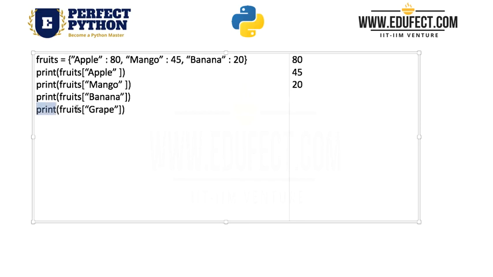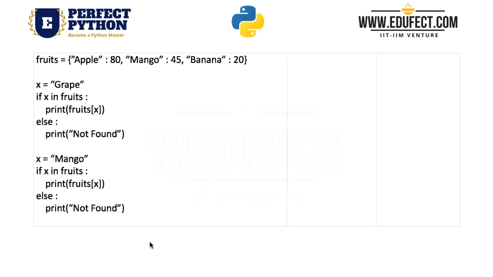Now, what are we doing here? We are saying print fruits grape. Now, does grape exist in the dictionary fruits? That key does not exist. So hence we will get an error here. Whenever we access it in this fashion and the key does not exist, we will get an error. So how do we handle this error? Let's look at how we will handle it.